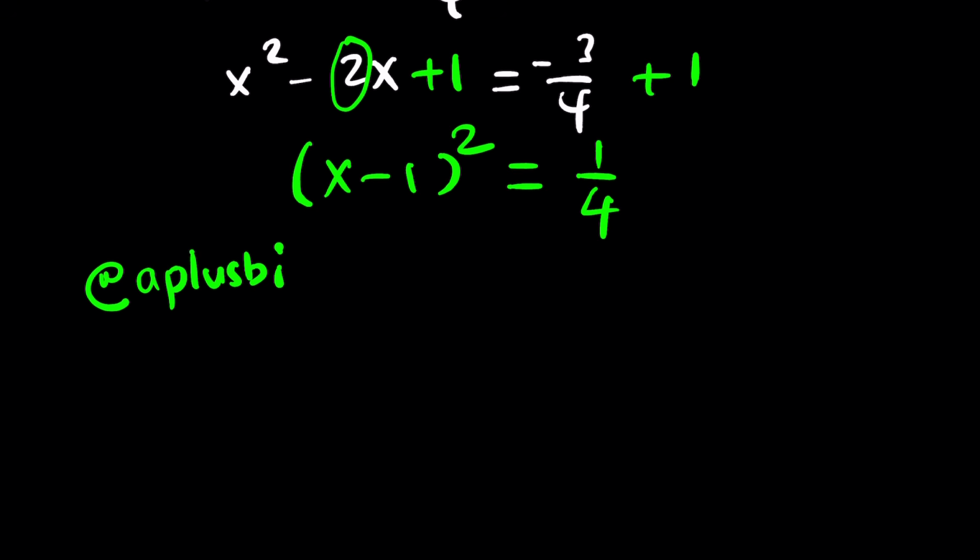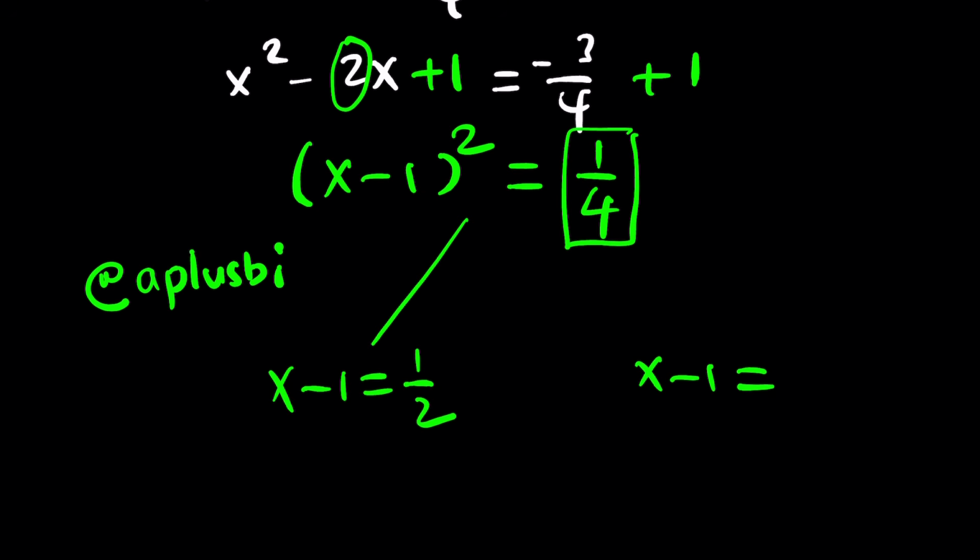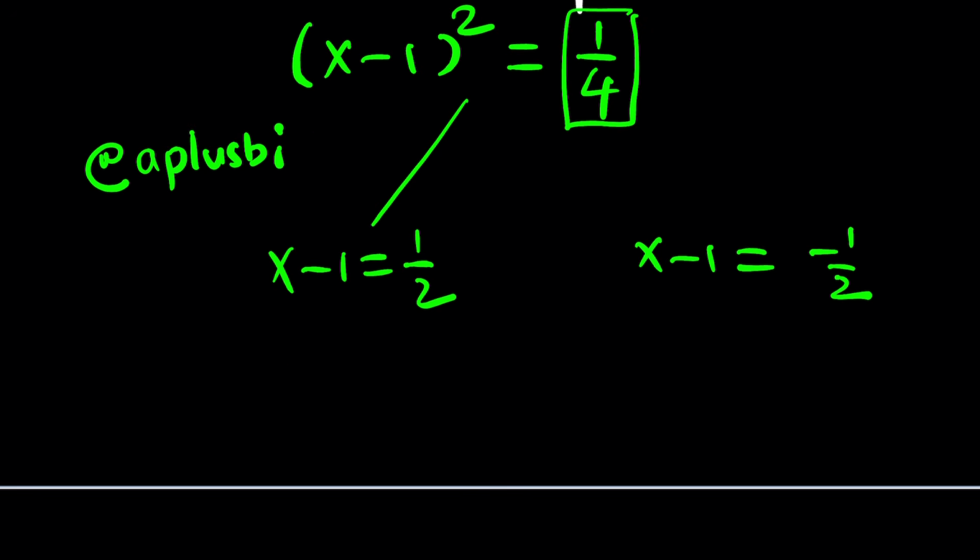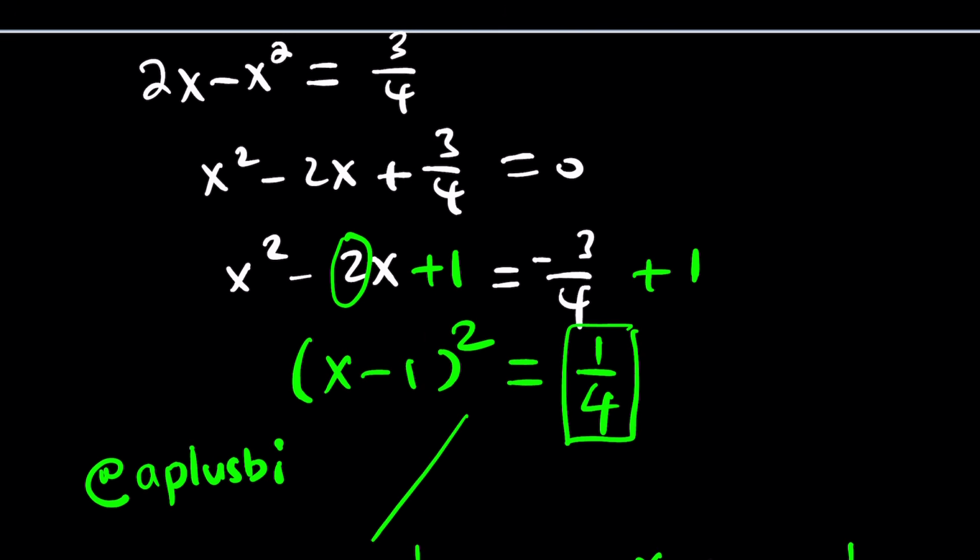Now from here we get two solutions because there are two numbers whose square equals 1/4. Remember that. X minus 1 can be 1/2 or x minus 1 can be negative 1/2. This means x can be 3/2. This means x can be 1/2. Which one is correct, right? And I would say both.